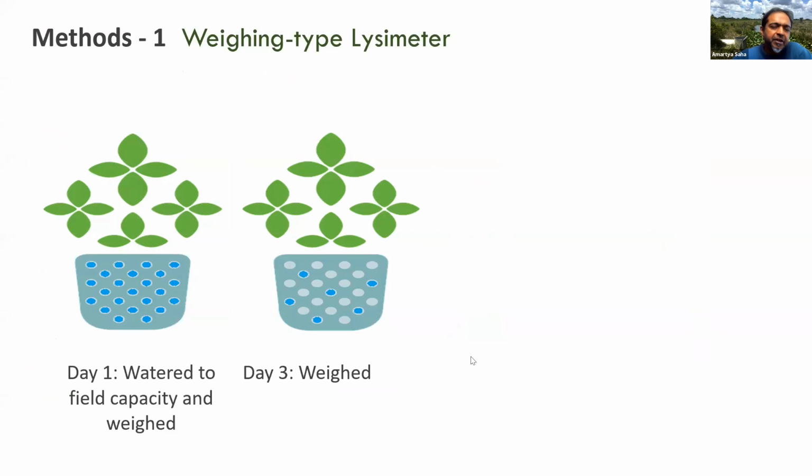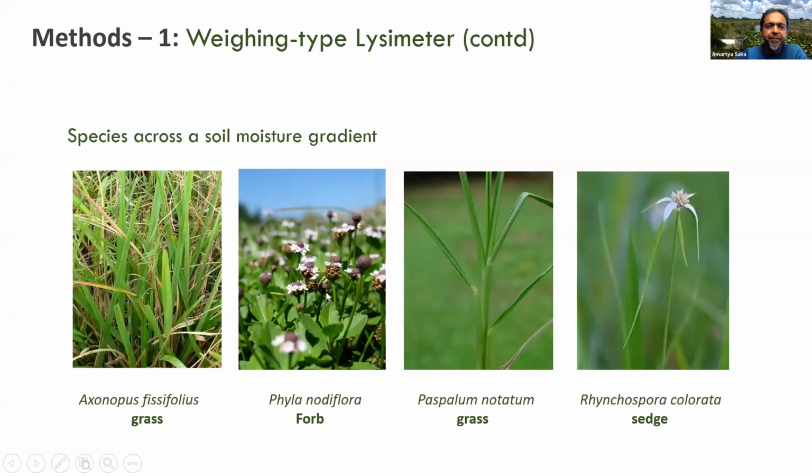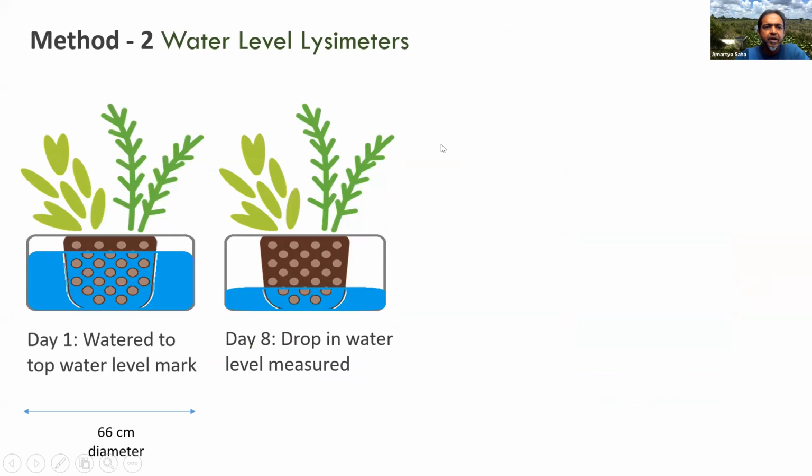Okay, so the difference in weight in these two days is basically the ET, right? So we had 20 lysimeters, and in each of these, we had a single species. And the species chosen occurred in Bakalan Ranch across grasslands and wetlands. And they were Axonopus fissifolius, which is a grass, a forb, Phyla nodiflora, Paspalum notatum, Bahia grass, and a sedge, Rhynchospora colorata.